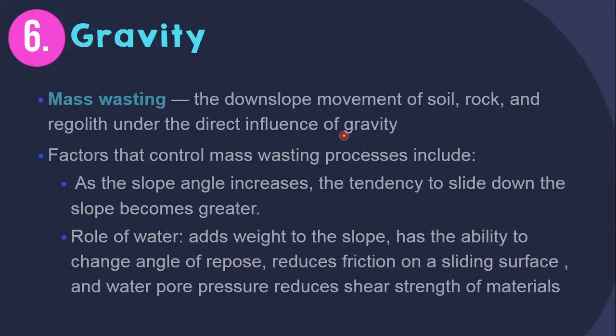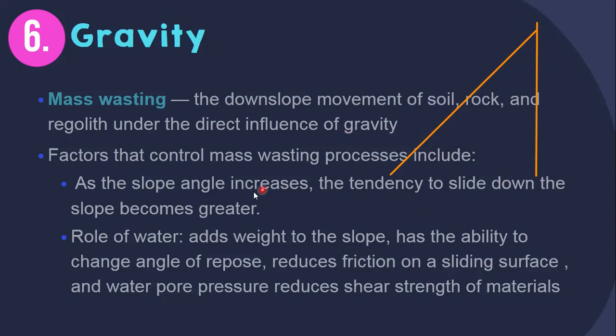So there are different factors that control the mass wasting process. And that includes the slope angle, the downward angle of the slope. So for example, this is the mountain. So the angle of your slope.